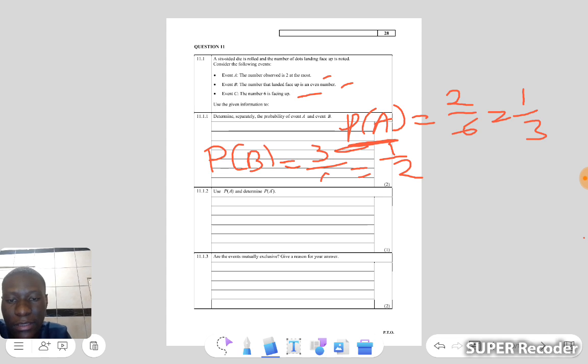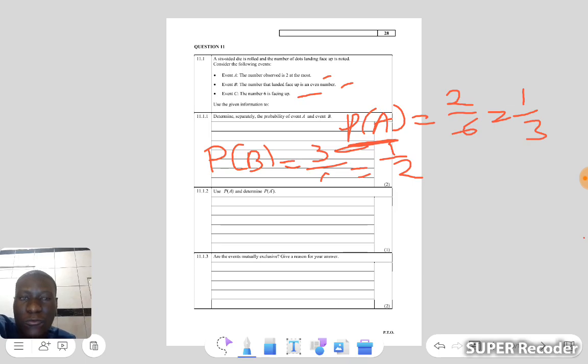So let's create some space for 11.1.3. Are the events mutually exclusive? Give a reason for your answer. What is mutually exclusive? Two events are said to be mutually exclusive if they cannot occur at the same time, meaning they have no elements in common whatsoever.